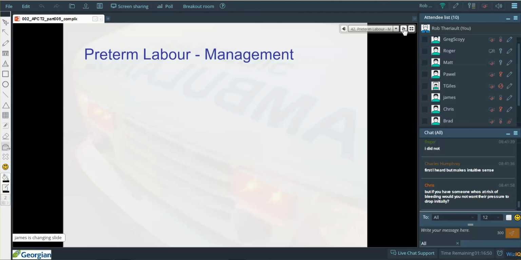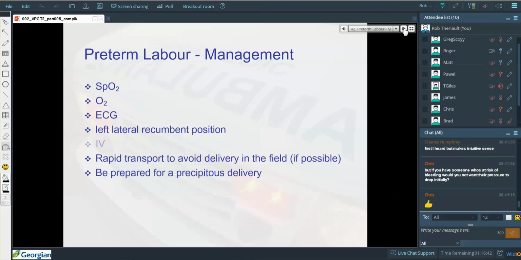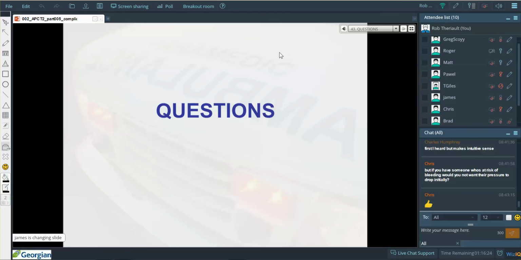So in terms of management, sorry, these slides are a little out of sequence. So SpO2, O2, ECG, left lateral, IV access, and rapid transport to avoid delivering in the field if that's at all possible. But we want to be prepared for precipitous delivery because the baby's preterm, they're going to be small, they're going to deliver pretty easily, I would think. So that's it. Any questions about complications in pregnancy, delivery?